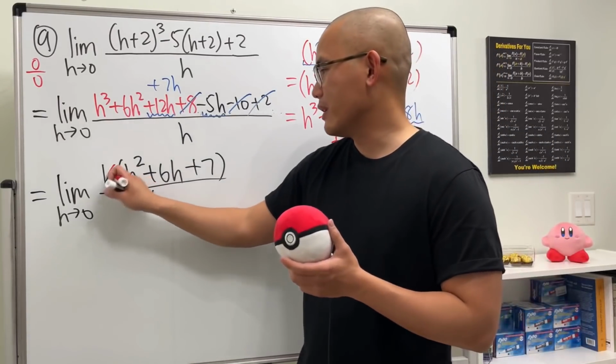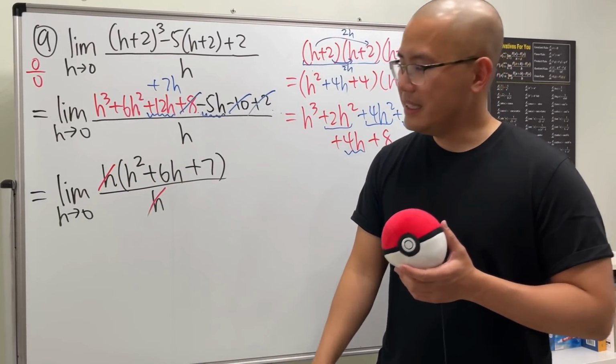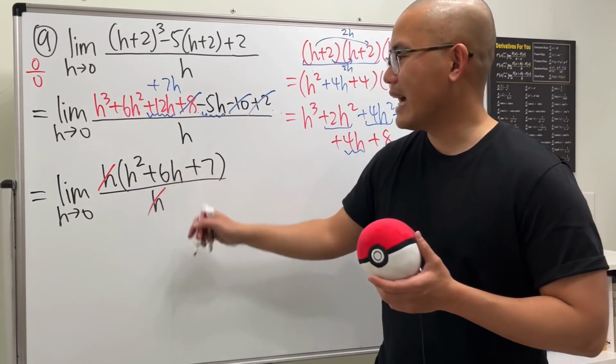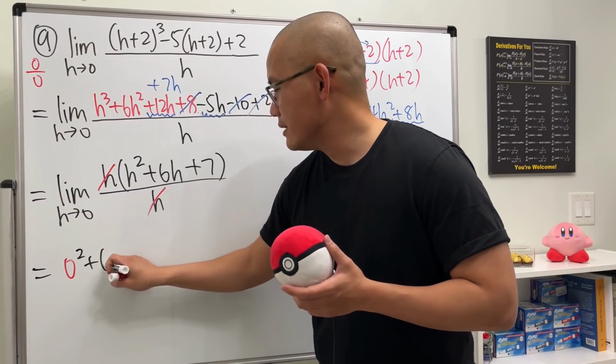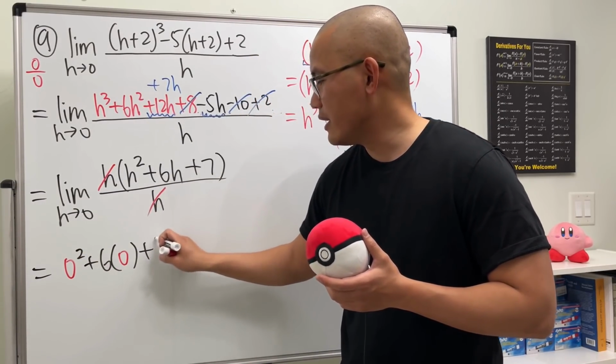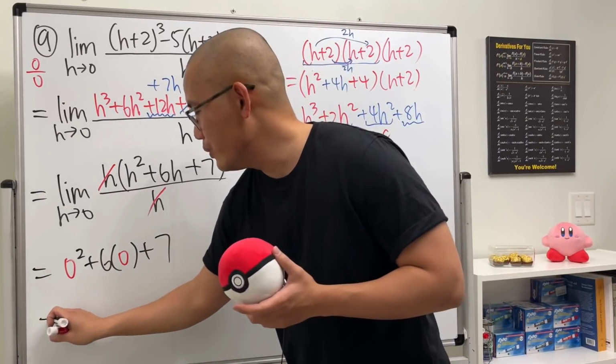And yes, we can cancel out this h and that h very nicely, and in the end, we can just put a 0 into this and that. So we are going to get, I'll show you guys all the work: 0 squared plus 6 times 0, and then plus 7. The answer is just equal to 7.